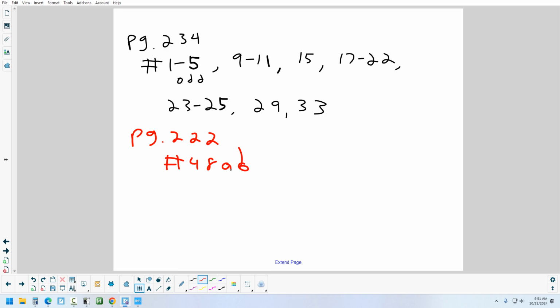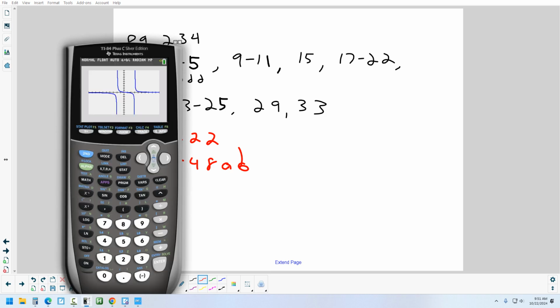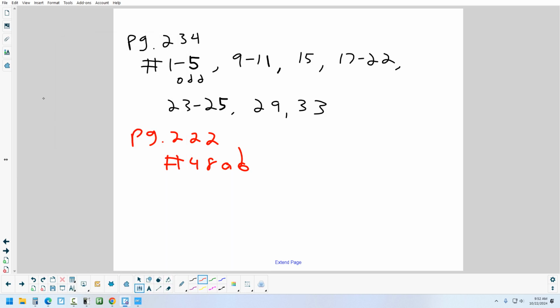15, finding the vertical, the horizontal asymptotes, and the EBM. So we did that. 17 to 22 is using your calculator and practicing typing in numbers that get close to a number, kind of like 2.99. Okay, so we don't have to actually sketch anything there.